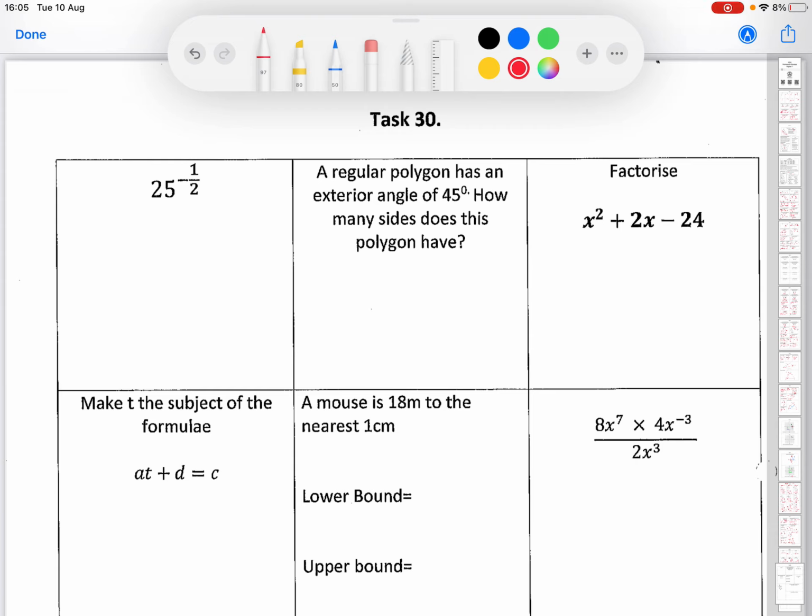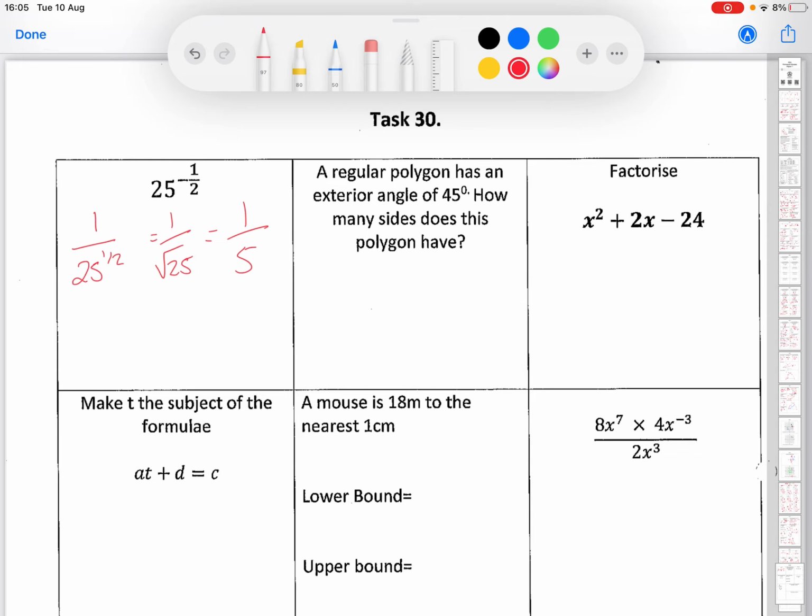Right, next one. If we've got anything to the power of minus anything, it means 1 over. We're going to flip it. This means 1 over 25 to the power of a half. Anything to the power of a half means the square root of it. So this is 1 over the square root of 25. Hopefully we know the square root of 25 is just 5.